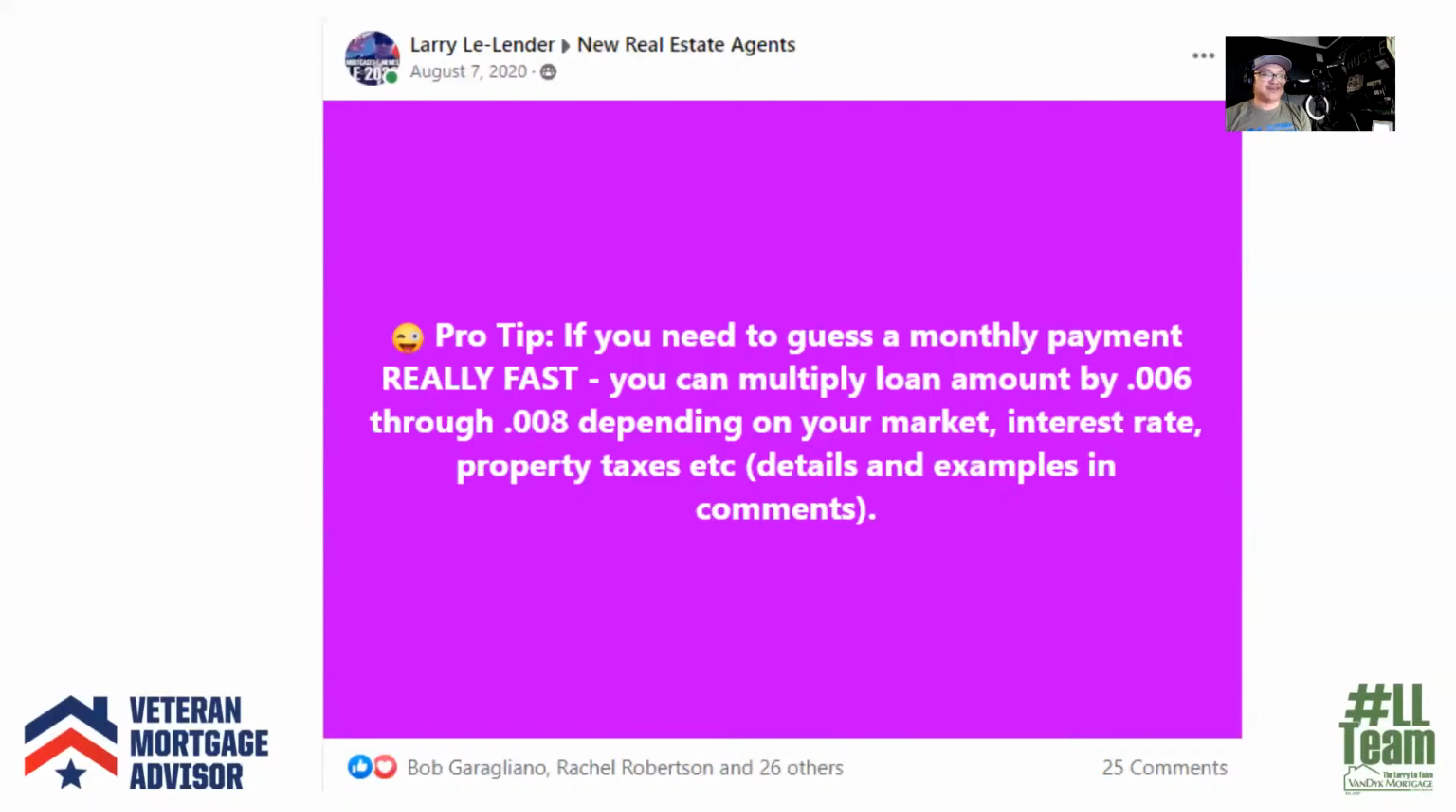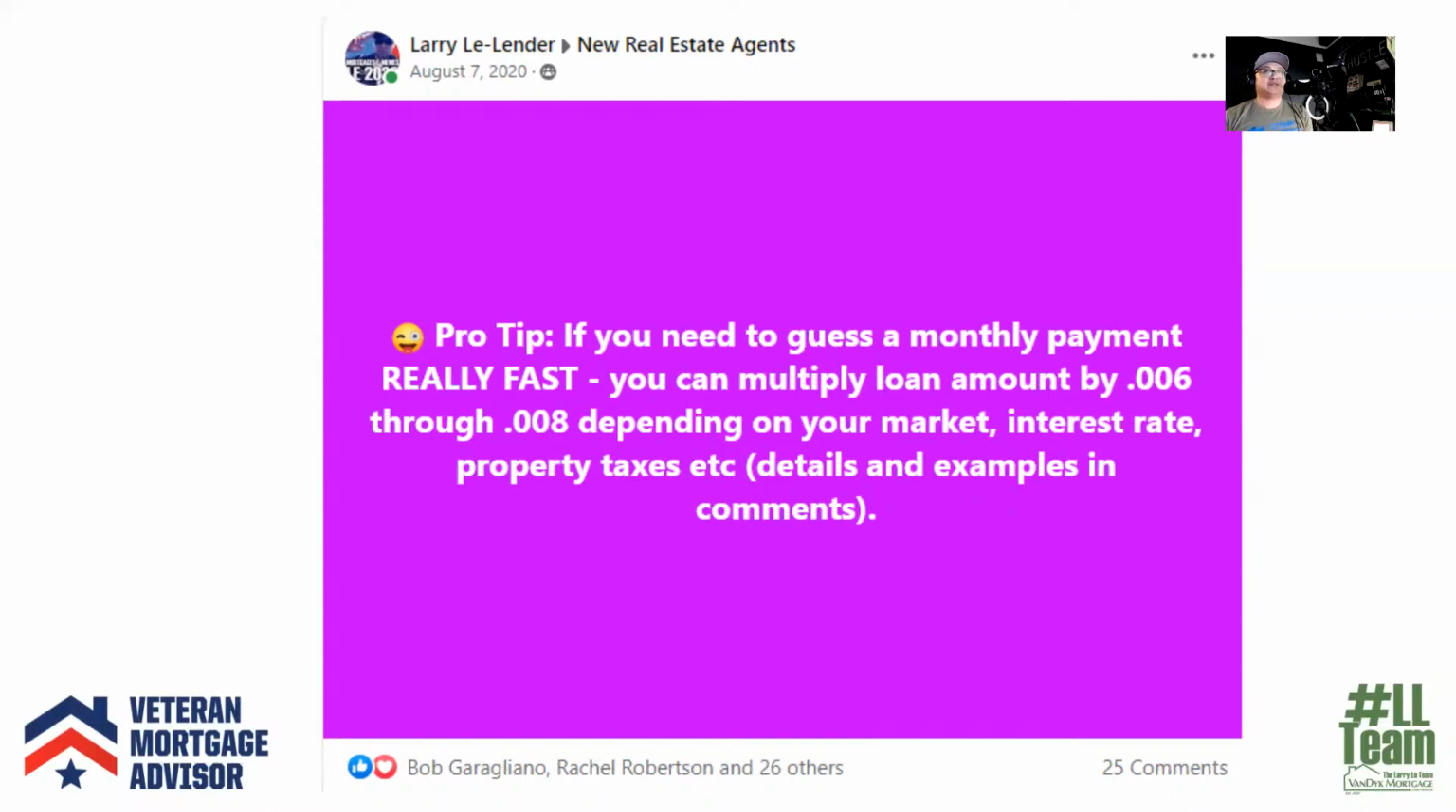Okay, so another pro tip, this kind of helps you with the house that you're showing. If you need to guess a monthly payment really fast, you can multiply the loan amount, not the purchase amount, but the loan amount, because ultimately we don't care about the purchase amount. Well, I mean, we do, but in terms of DTI affordability, we need to find out what their mortgage payment is going to be based on their loan amount, right? So you multiply the loan amount by either 0.006 or 0.008. It really depends on the market, the rate, property taxes and such. But sometimes you can use something in the middle, like 0.007, right? You multiply the loan amount by that number, and that's how much potentially the monthly payment is going to be, right?